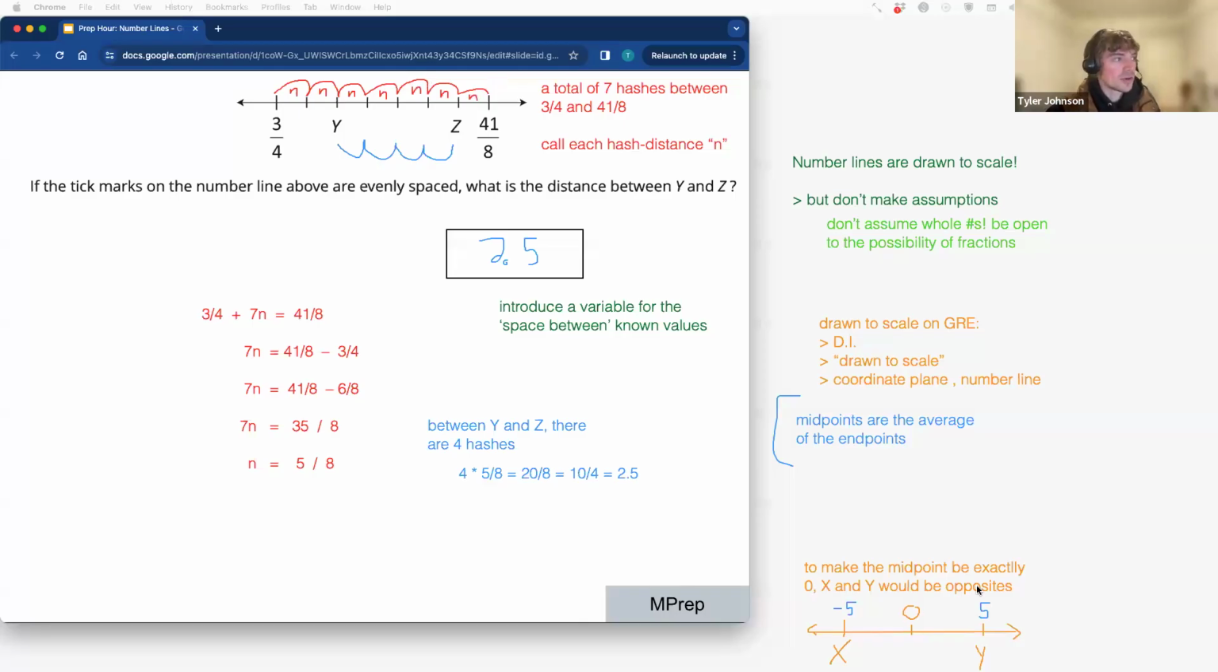Okay, next up, I've got another quantitative comparison. Try it out.